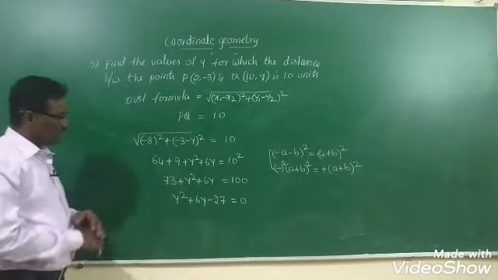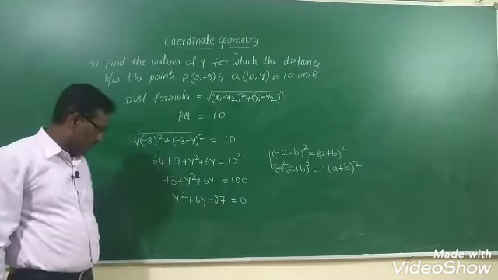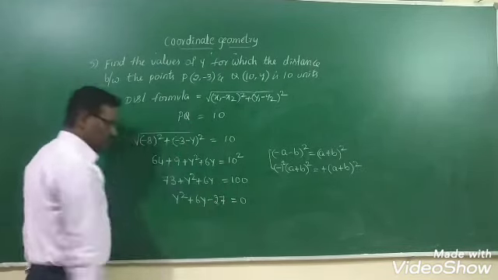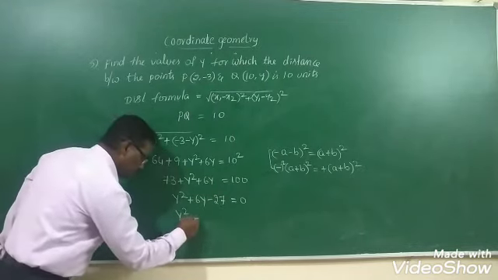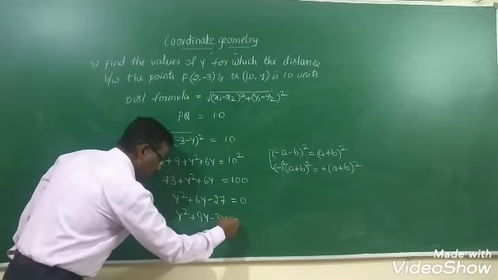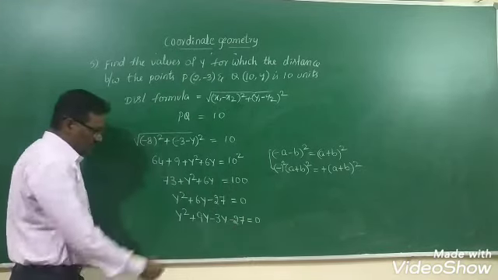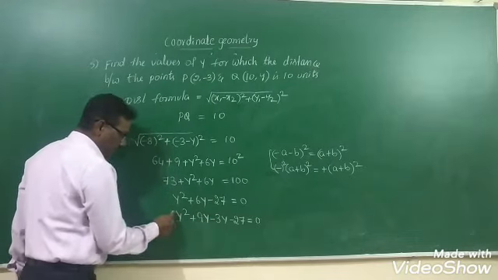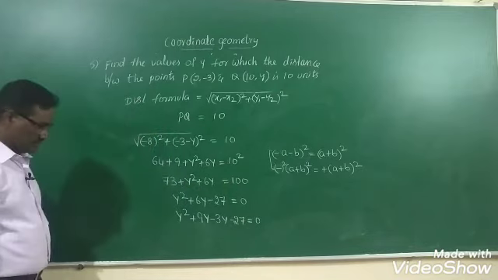Now we have a quadratic equation, so we have to go with the factorization method. y square plus 6y minus 27 is equal to 0. By splitting the middle term, we get y square plus 9y minus 3y minus 27 equal to 0. Observe that plus 9 into minus 3: 9 threes are 27, where the y square coefficient is 1, and 1 into minus 27 is minus 27.